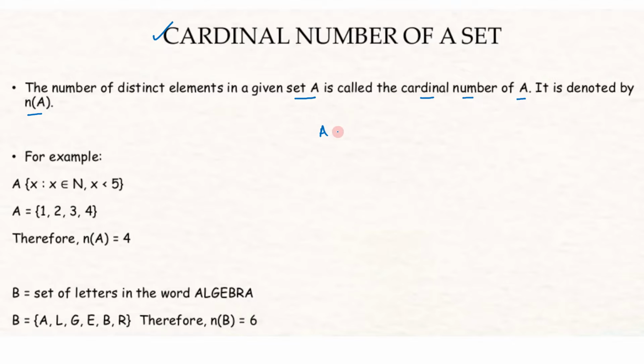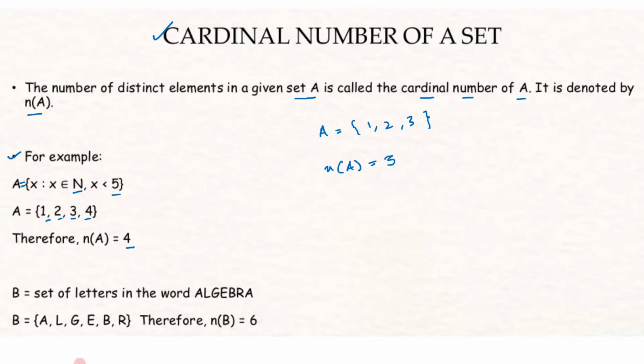So suppose I have a set A whose elements are 1, 2, 3. So here we have only 3 elements in this set. So I can say that cardinal number of set A is equal to 3 because this set is having only 3 elements. Another example we are having here is a set A where we have the set of all x such that x belongs to natural numbers and x is less than 5. So the natural numbers less than 5 are 1, 2, 3 and 4. Here again we are having the cardinal number of set A is equal to 4 because this set has only 4 elements in it.